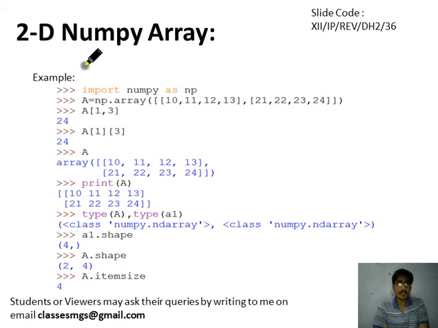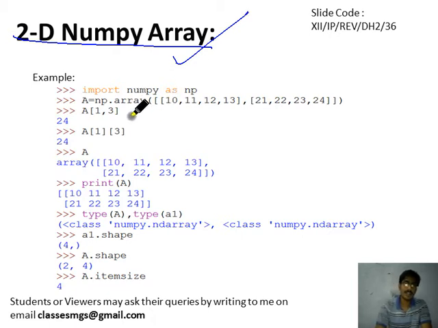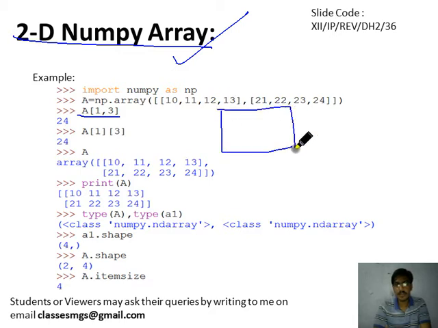Okay, so now we will see the two-dimensional NumPy array. We have seen the one-dimensional NumPy array and how we can create it. We have seen that concept so far. Now we will see how we can create the two-dimensional NumPy array. A two-dimensional NumPy array, as we already know, has some rows and some columns.